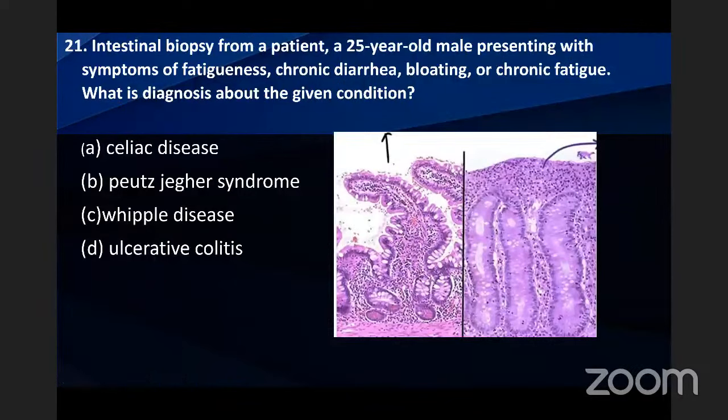Now let's come back to the malabsorption question. So this is an intestinal biopsy from a person, and this person presents with fatigue, diarrhea, bloating, and this is what is seen. So remember, this is the villi normally, but here what is happening is there is villi atrophy. There is no villi here, but the crypts are getting elongated, and there are a lot of lymphocytes in between. So that is very, very classical of celiac disease. Okay, so Peutz-Jeghers, you just know there is muscle which is going. Whipple's, we will talk later. Okay, so this is not Whipple's, and this is not ulcerative colitis. So let's look at this.